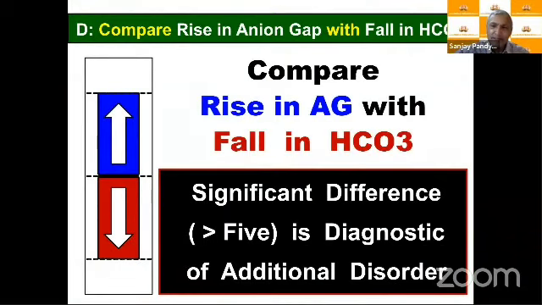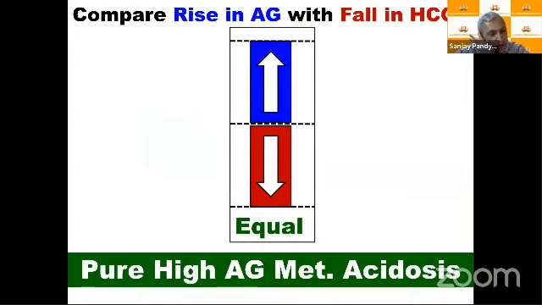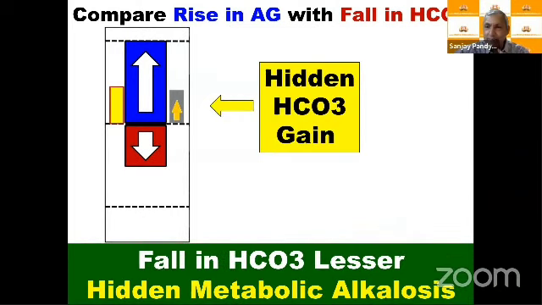I will just repeat that in high anion gap metabolic acidosis, compare the rising anion gap with the fall in bicarbonate. If both are equal, there is no third disorder, no additional disorder. Rise in anion gap and fall in bicarbonate are matching. But as compared to the rising anion gap, if the fall in bicarbonate is lesser, there is hidden bicarbonate gain, and therefore it is suggestive of hidden metabolic alkalosis.